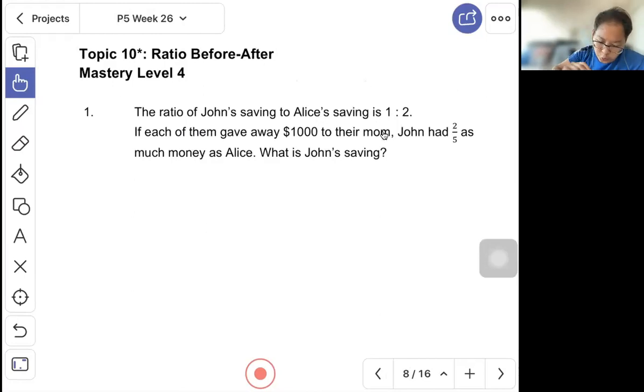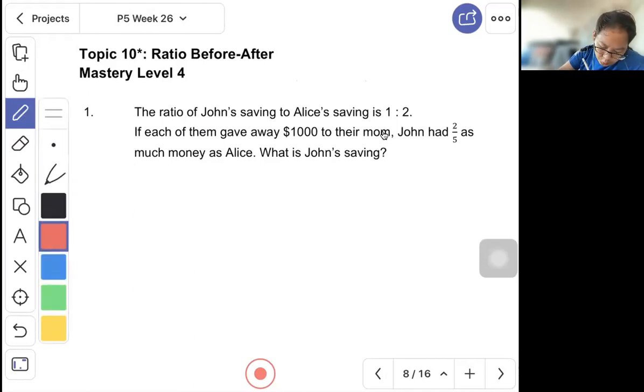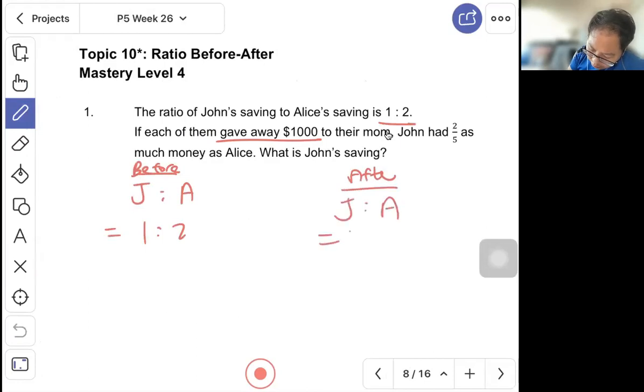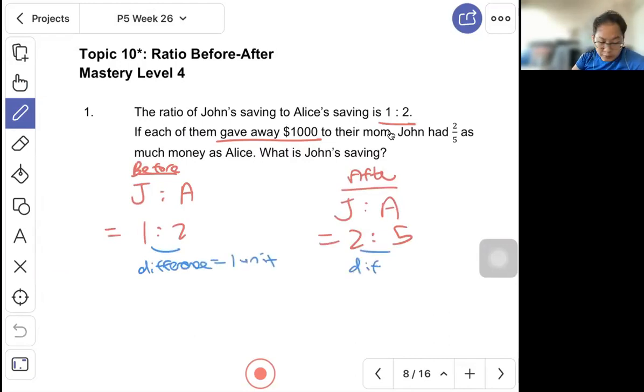Okay, so question one, he said the ratio of John's savings to Alice's savings is 1 to 2. So John to Alice 1 to 2. This is before. So each of them give away $1,000. So now after that, John to Alice is 2 to 5. So what happened is that since each of them give away 1,000, the difference must be the same. So here the difference is 1 unit. Here the difference is 3 units.